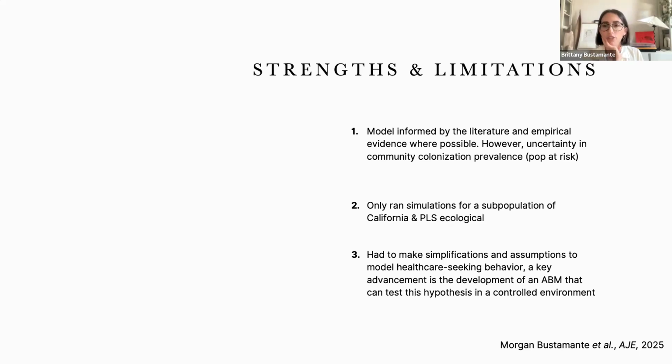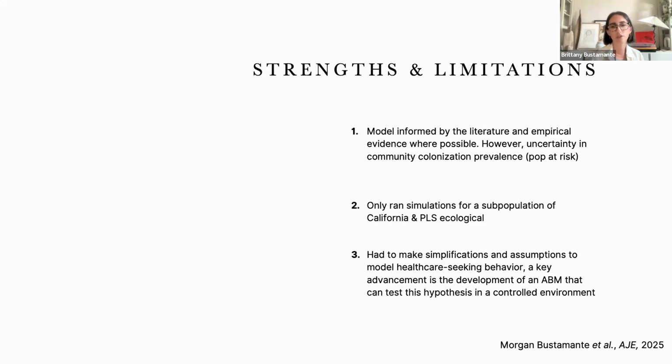And then I wanted to just touch on some strengths and limitations of this project. So the model was informed by the literature and empirical evidence where possible. However, community colonization was identified as an influential variable, and we did try to vary that to make sure that we were assessing all of the different potential outcomes and emergent properties of the ABM using different values of that variable. Like I mentioned, we tried to address it using the NHANES value and then altering it, but ultimately there's still a lot of uncertainty in that.